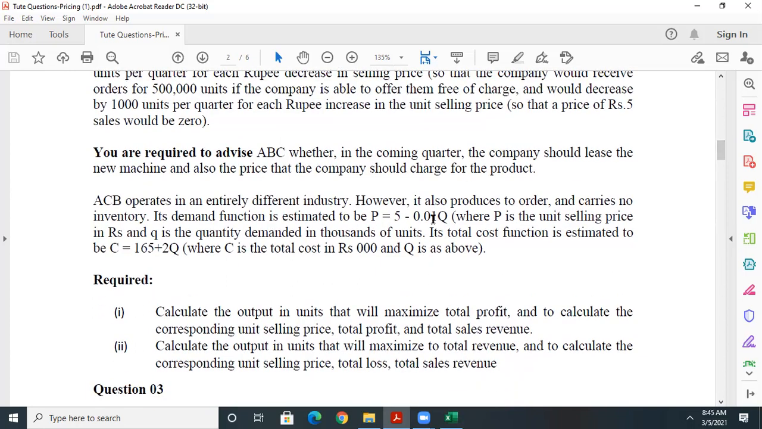Right. So as I told you, you can see that here you are given the price function and also the cost function. Then it asks, calculate the output in units that will maximize the total profit. You are supposed to identify the output that will maximize the profit and also to calculate the corresponding unit selling price, the total profit, and the total sales revenue. Okay, so it's an application of the economic model, so you can try that out. Then it also asks you to calculate the output in units that will maximize the total revenue and to calculate the corresponding unit selling price, the total loss, and the total sales revenue.